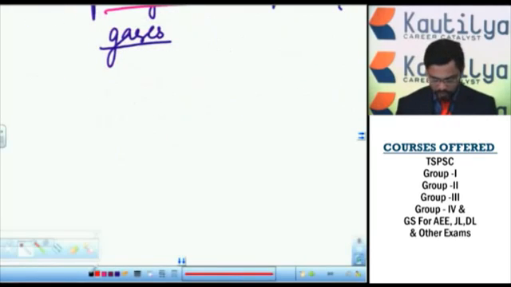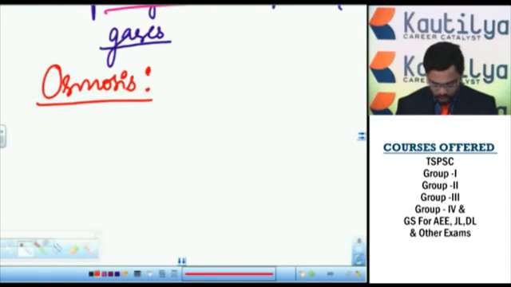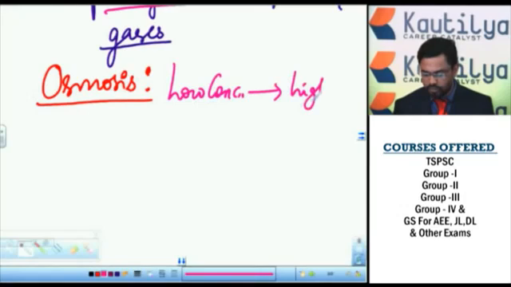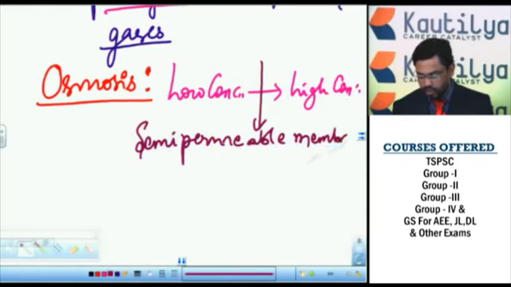And the next one, osmosis. Here osmosis means movement of substances from low concentration to high concentration through a semi-permeable membrane. So the movement of substances from lower concentration to higher concentration through a semi-permeable membrane is called osmosis.